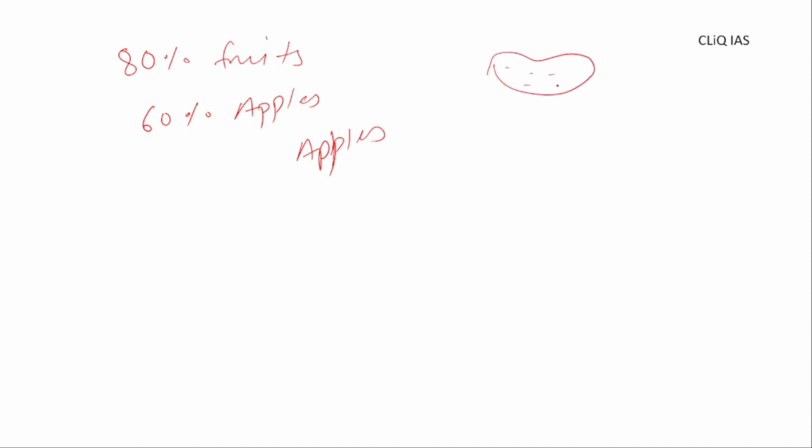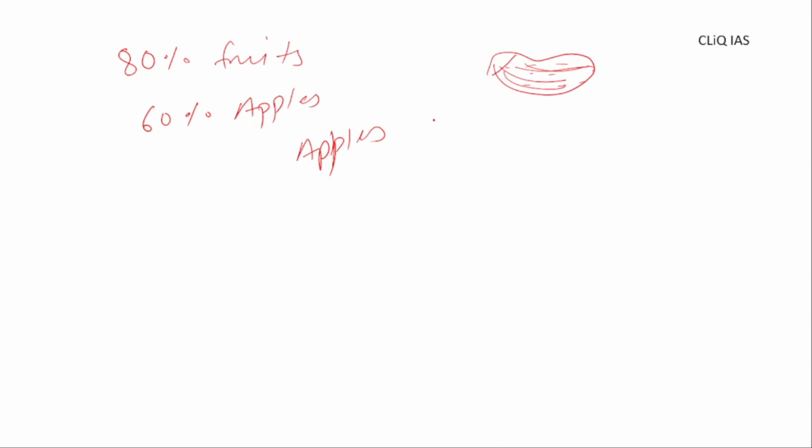Before we start, let's have three to four very small questions. Suppose in a basket, 80% of the articles are fruits, out of which 60% are apples. Then what percent of the articles are apples? Suppose there is a basket with different articles, out of which 80% are fruits, and out of this 80%, 60% are apples. So if we compare the entire basket, what is the percentage of apples in the entire basket?